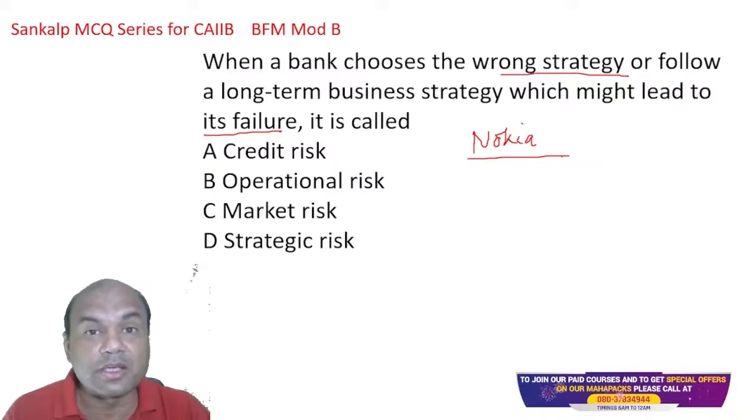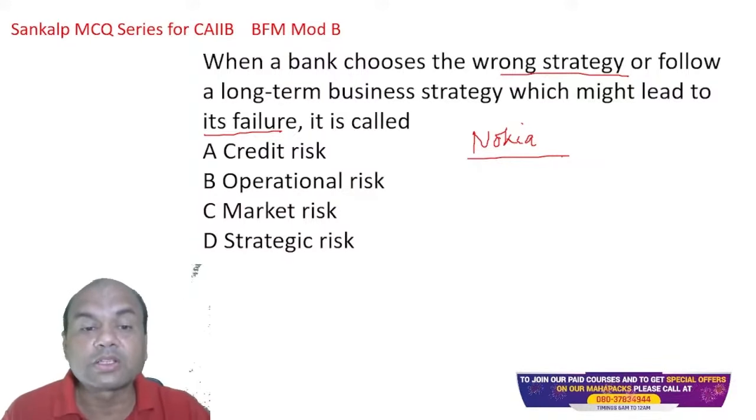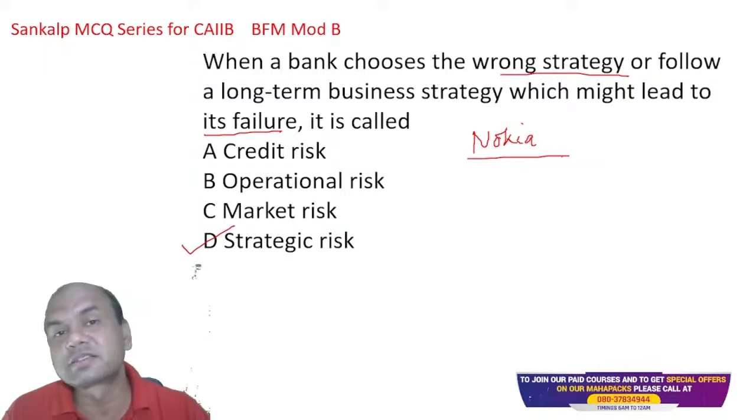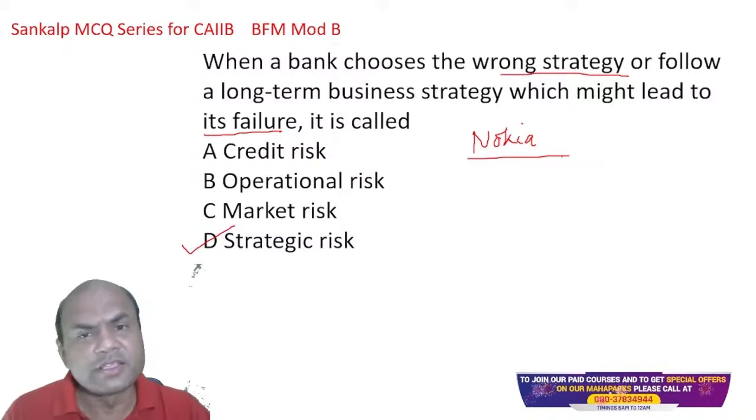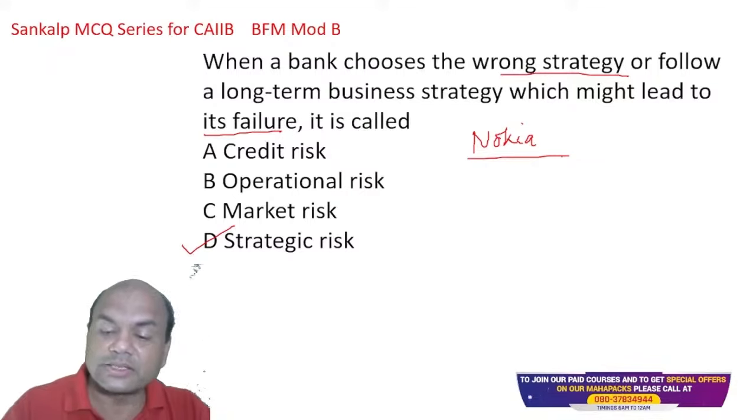But what happened to Nokia? Gone. Nokia is gone. Why? Wrong strategy. Strategic risk. Same thing happens with the bank. When the bank chooses the wrong strategy, it will go down, collapse, okay, in the long run. So that's why this is known as strategic risk.